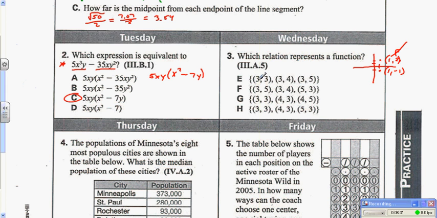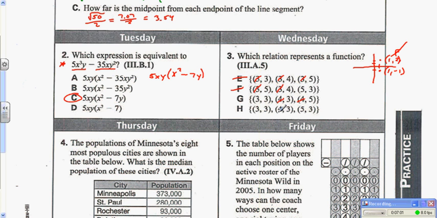So E has 3, 3, 3, 4, and 3, 5. All the same x values giving you three different y values, not a function. Here you have 3 giving you a 5 and a 4, not a function. G, you have 3 giving you a 3, which is fine, 4 giving you a 3, and 4 giving you a 5. 4 shows up twice in the x position. Again, not a function.